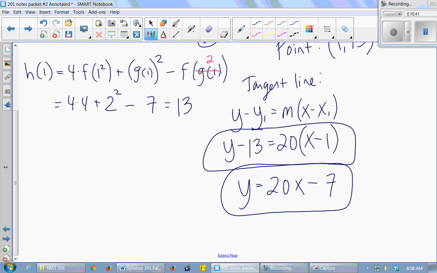So you'll have some homework problems like this tonight where you're going to be applying the chain rule, but you don't have actual formulas. You're just going to have some values of f and g.